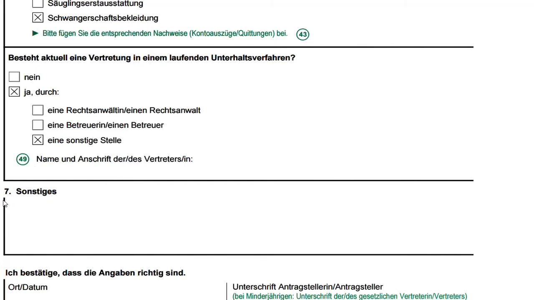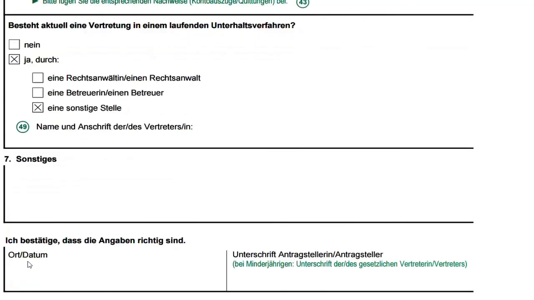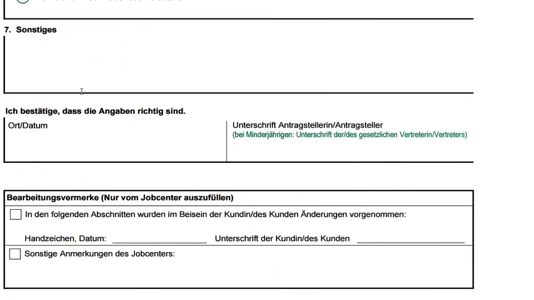In part 7 of this form, you can write if you have something in mind and you could not write that on the first or second page of this form because it did not have enough space, you can write it here. If you do not have anything in mind to write, you can leave it open.